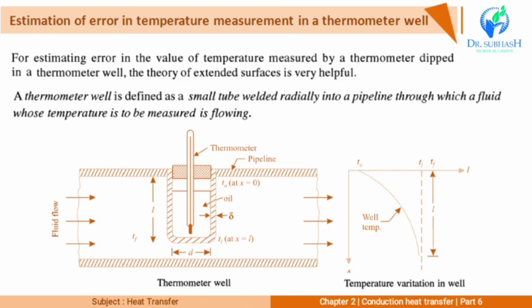As we see in the figure, here the thermometer well is shown. Here is the cross section of the pipeline. It is the temperature T0 at x is equal to 0. Inside the thermometer well, here the oil is there. The thickness of this well is delta. The length of this well is L and the diameter is D. Inside this pipeline, the fluid is flowing and we want to find out the temperature of the fluid flowing inside the pipeline by using that thermometer well.